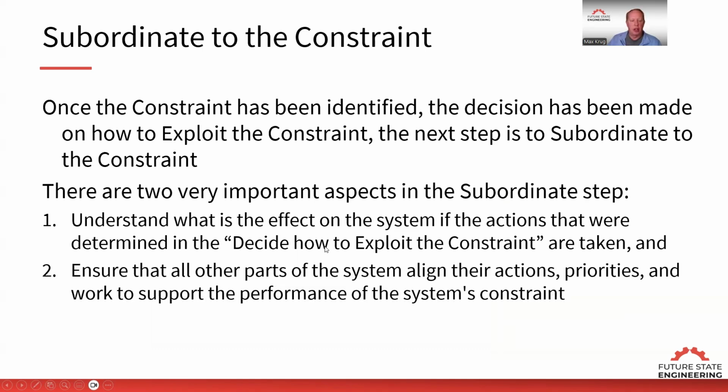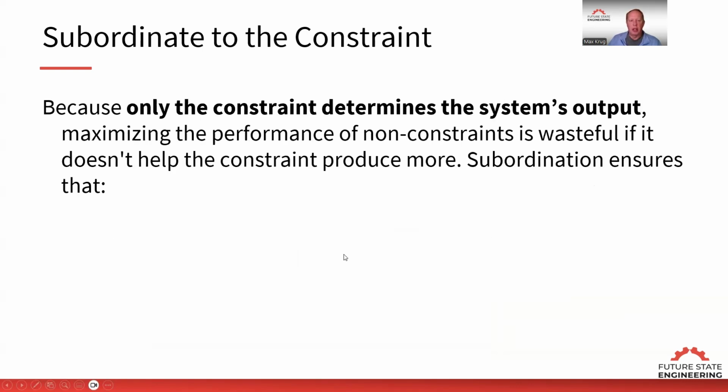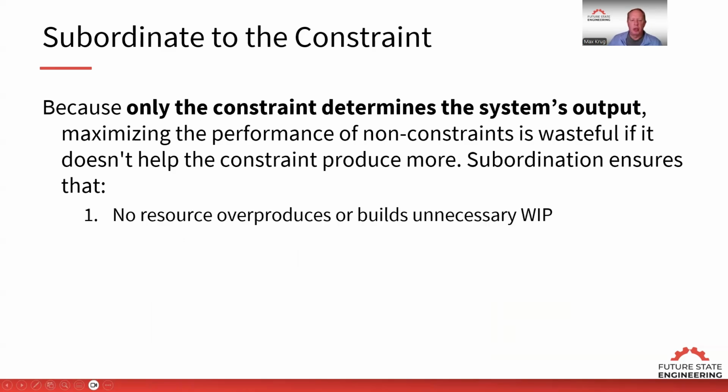The second thing to understand: ensure that all of the parts of the system align their actions, priorities, and work to support the performance of the constraint. Because this constraint determines the output of the system, maximizing the performance of non-constraints is waste, right? That's our definition of waste: overproducing that doesn't help support the constraint. So subordination ensures that no resources overproduce and build unnecessary WIP. Again, we can't operate with zero inventory, right? There's a certain amount of inventory designed in the system as a shock absorber between supply and demand to overcome disruptions in the flow and disruptions to the processes.